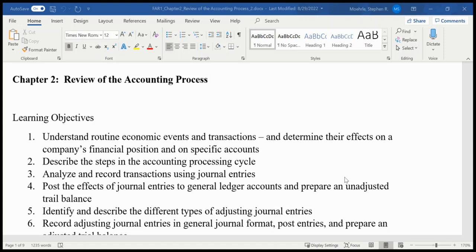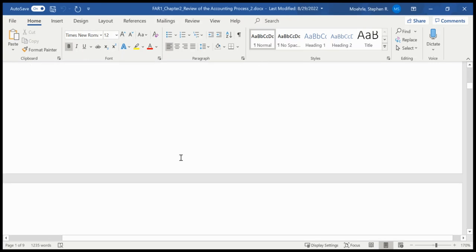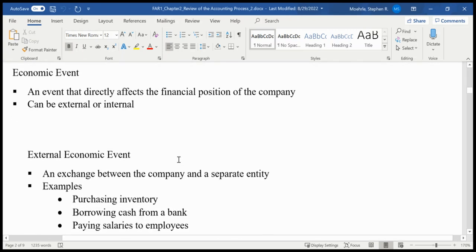Okay, so as we begin our discussion of the accounting process, there are the learning objectives, and I think that you're probably by now pretty used to them. So I will move on and talk about economic events. An economic event is any event that directly affects the financial position of the company.